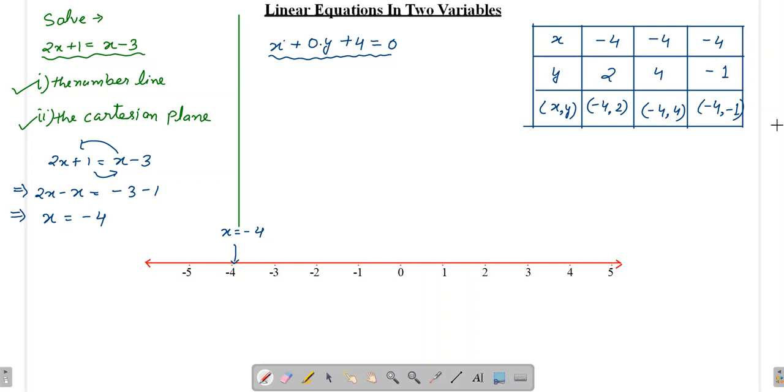Here I have not shown the solution steps because in our previous lectures we have done it in a very detailed manner, how to find out the solution of this equation. So we have got three different points. What we are going to do now is to represent these points on a Cartesian plane, and then we'll draw a line passing through all these three points. So minus 4 comma 2, minus 4 comma 4, minus 4 comma minus 1 are our points.